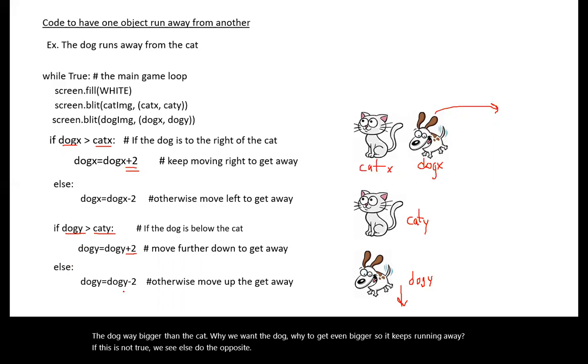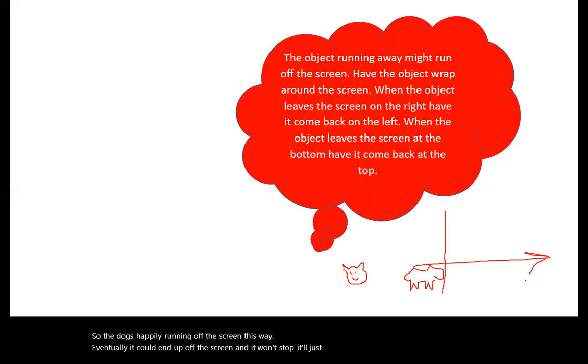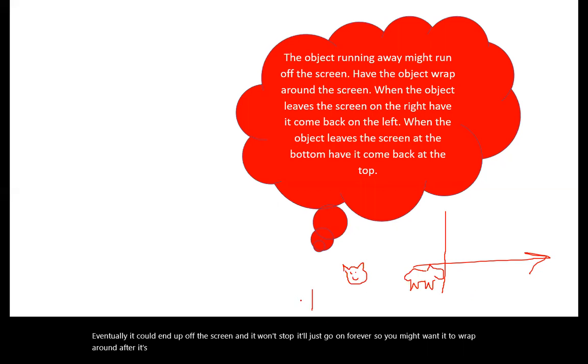Now, a bit of warning on this. The objects that are running away might go off the screen. So imagine we've got our little cat here, and the dog is running away. So the dog's happily running off the screen this way. Eventually, it could end up off the screen. And it won't stop. It'll just go on forever. So you might want it to wrap around. After it's gone off that side, maybe it should reappear here, because otherwise we'll never see it again.